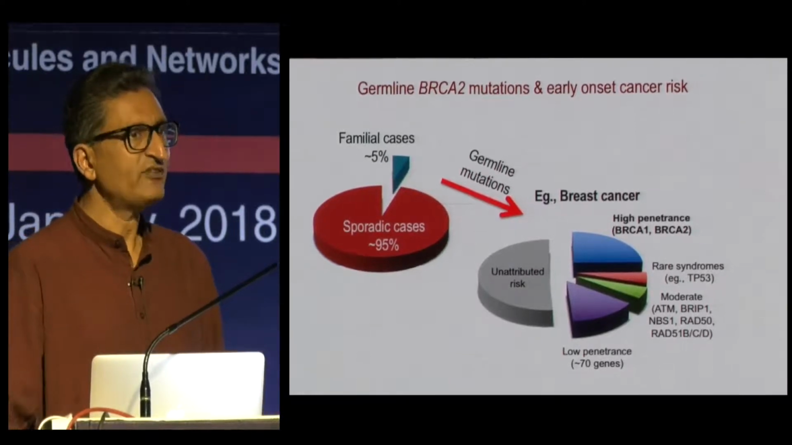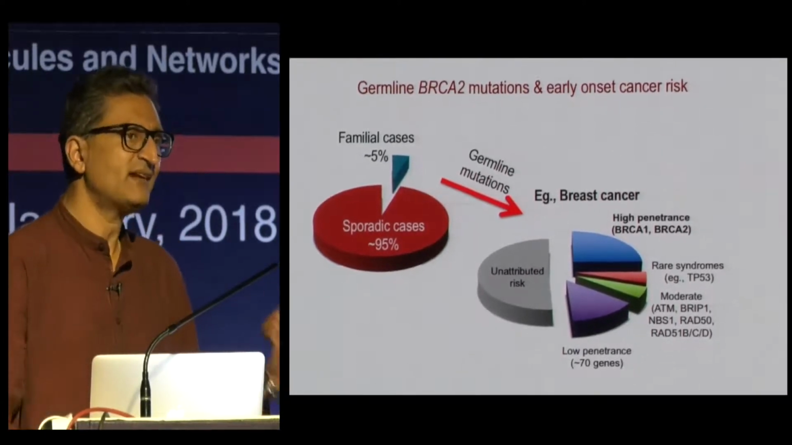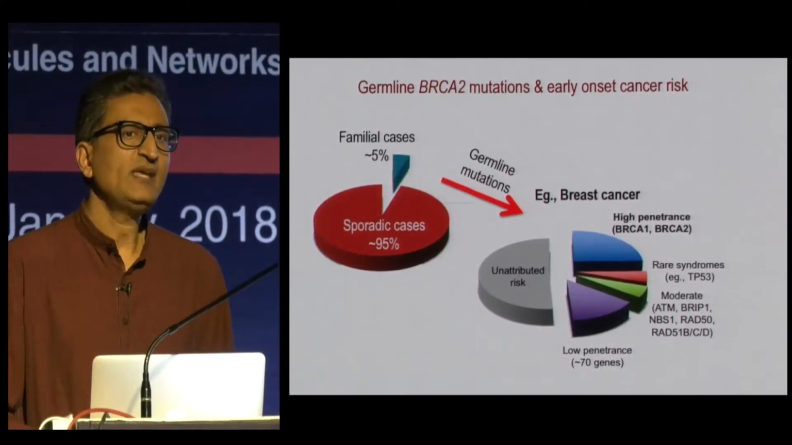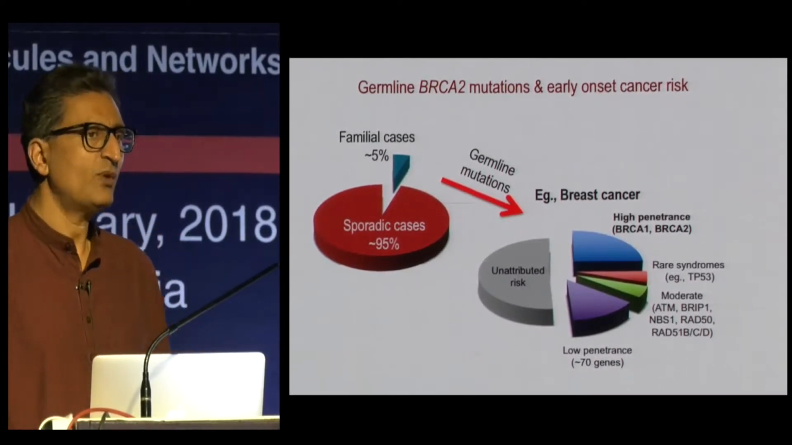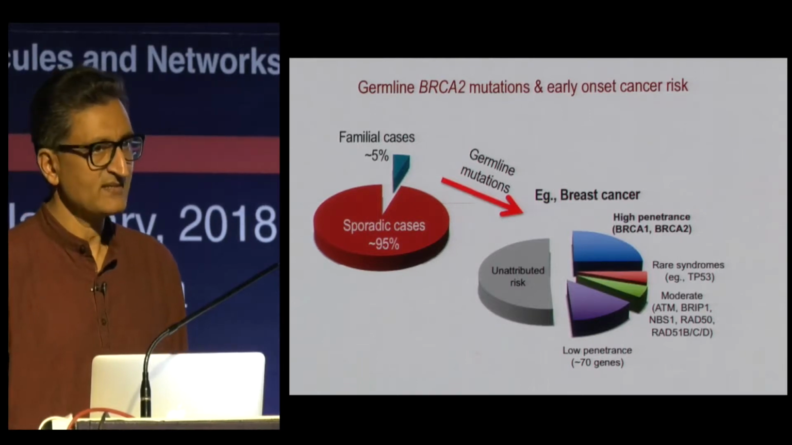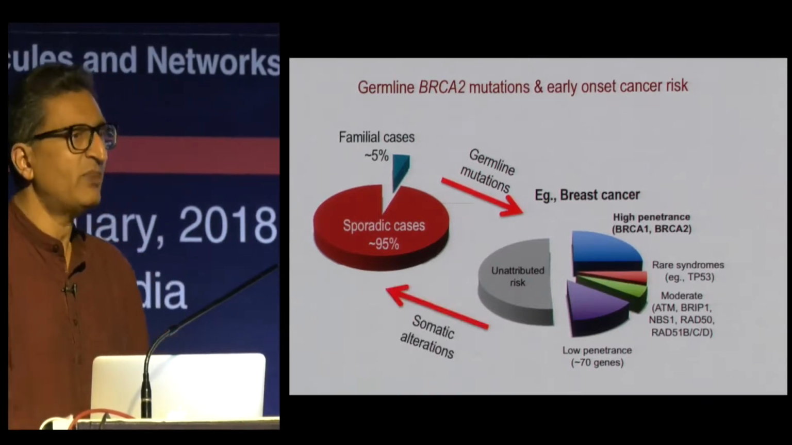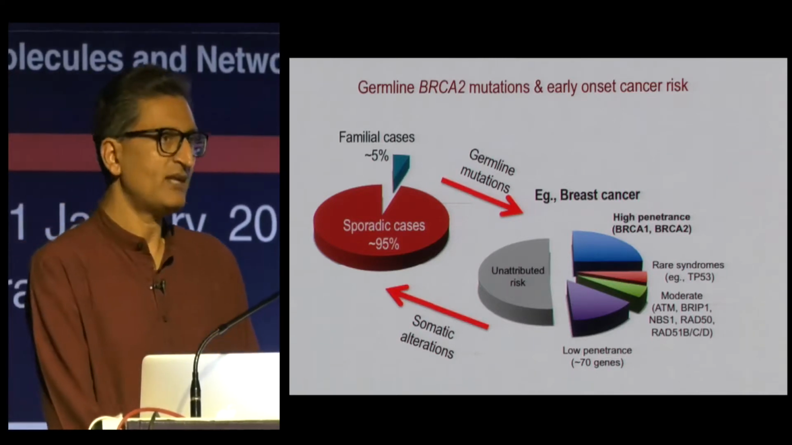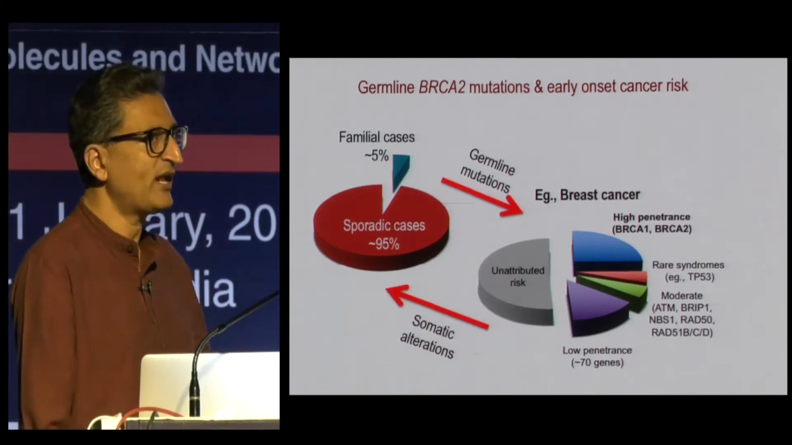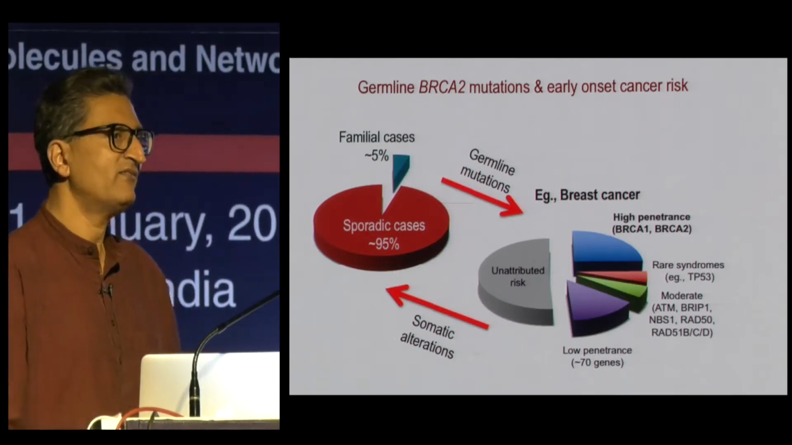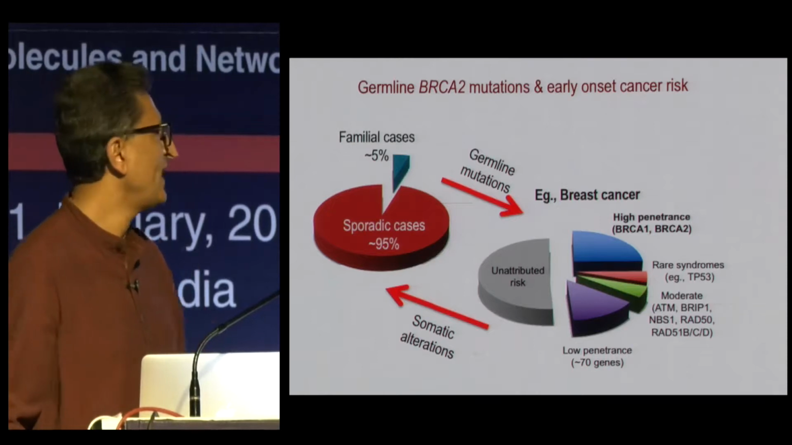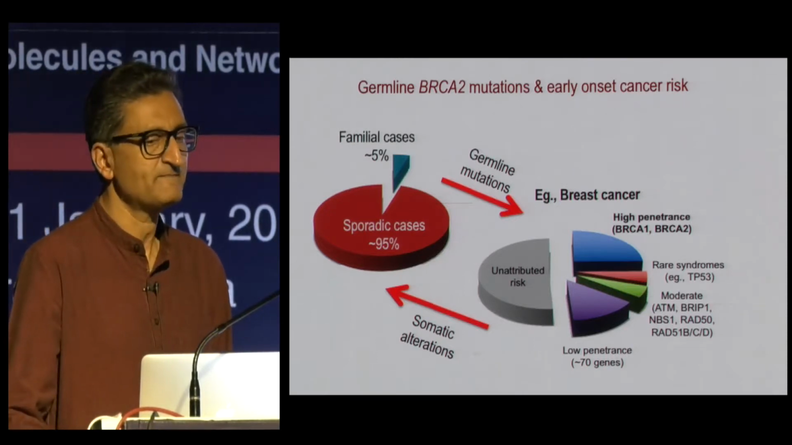Let me also emphasize that in studying these types of conditions, the insights we gain are not restricted to rare genetic diseases. In fact, it's become abundantly clear in the breast as well as in many other tissues that somatic alterations that occur in sporadic cases of cancer affect the very same processes that are altered in people who carry these high penetrance mutations.